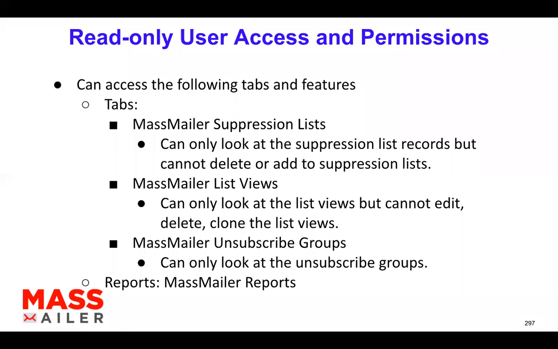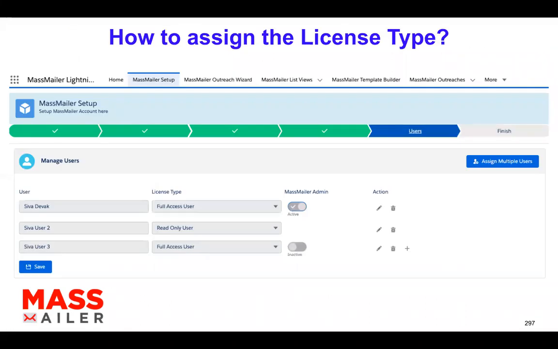And what else? How do you really assign the license type, or how do you even assign the licenses?